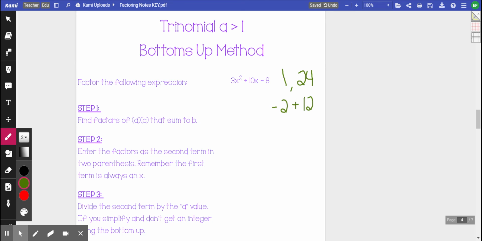Step number 2, enter the factors as the second term into parentheses. Remember that the first term is always an x. So we kind of already know that our answer is going to have 2 parentheses, and each parenthesis is going to be a binomial, 2 terms. It told us in step 2 that the first term is always going to be an x. So that's easy enough. And then we'll use the terms that we had come up with from this step right here, and we'll put those into each answer. So minus 2 plus 12.